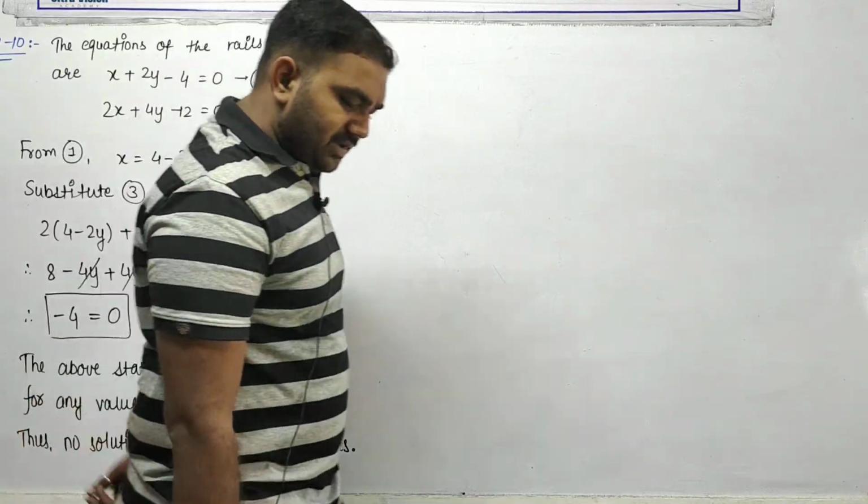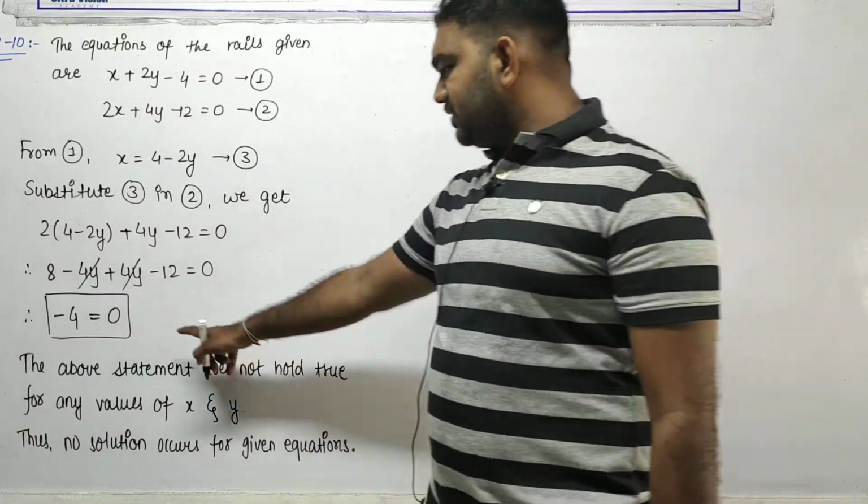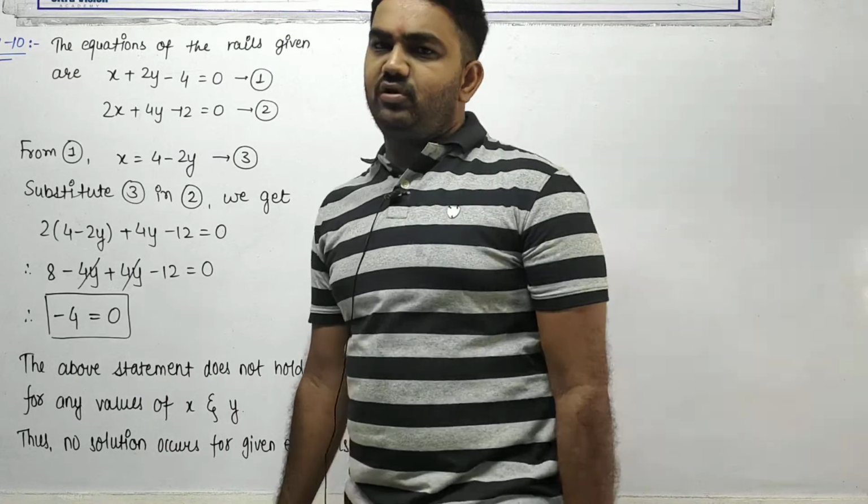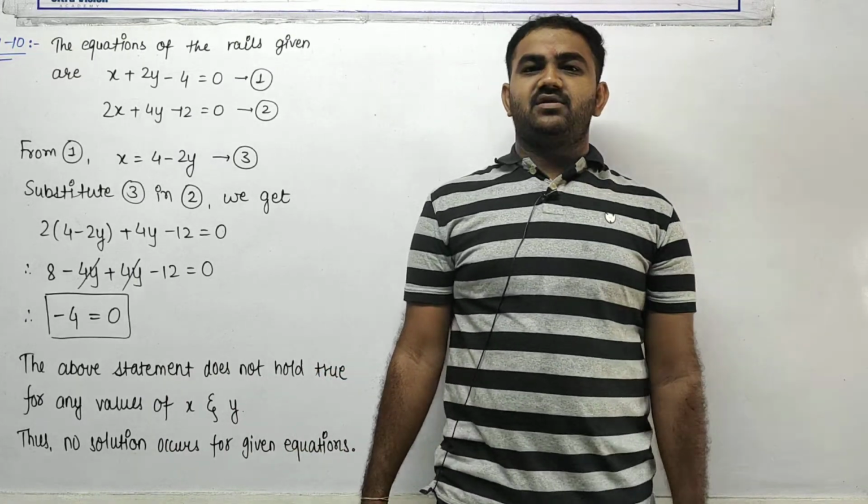Why does this happen? Because this minus 4 equals 0 does not hold true for any of the values of x and y.